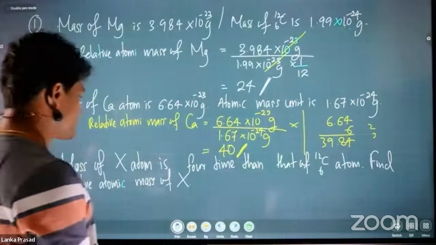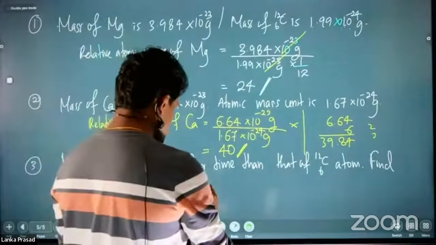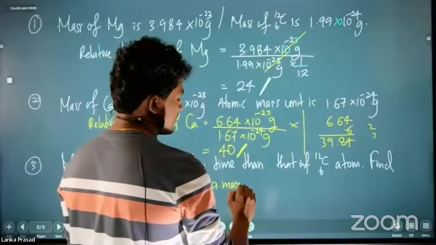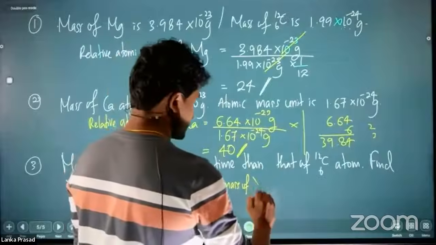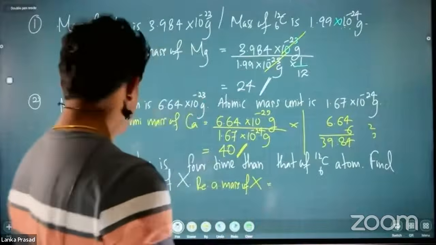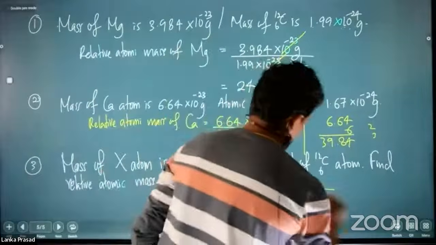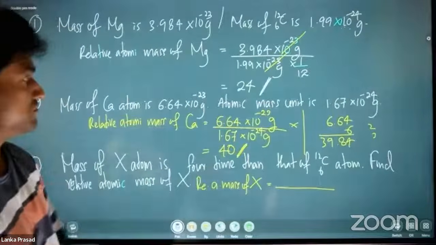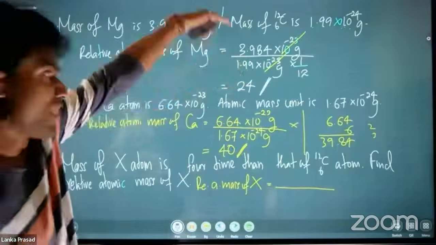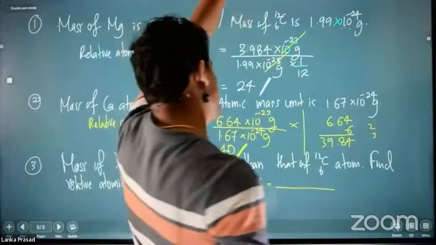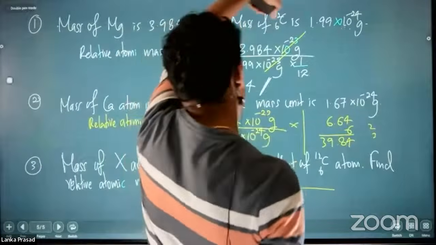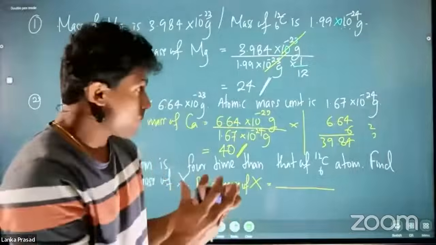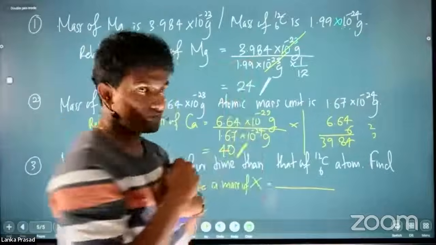Find the relative atomic mass of X. Now you know the equation, right? Relative atomic mass of X should equal mass of X atom, 4 times than that of carbon. Mass of an atom should divide by mass of 1 over 12 of carbon 12. Now you know the mass of carbon, right?